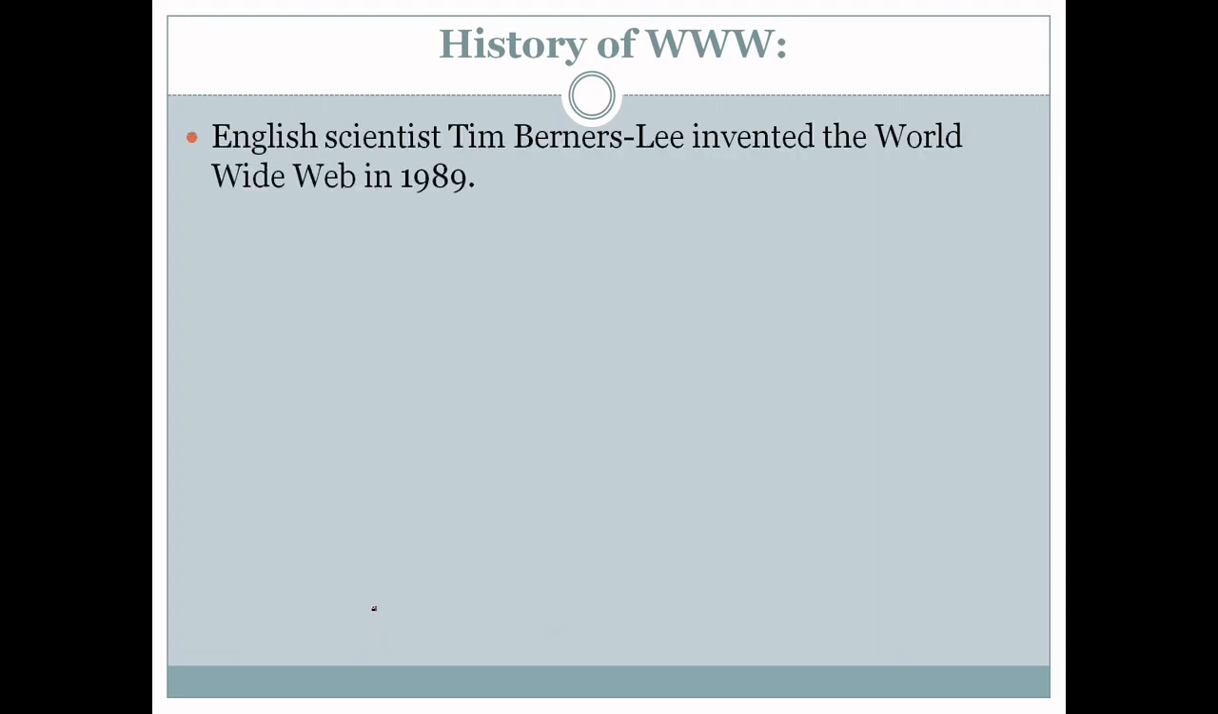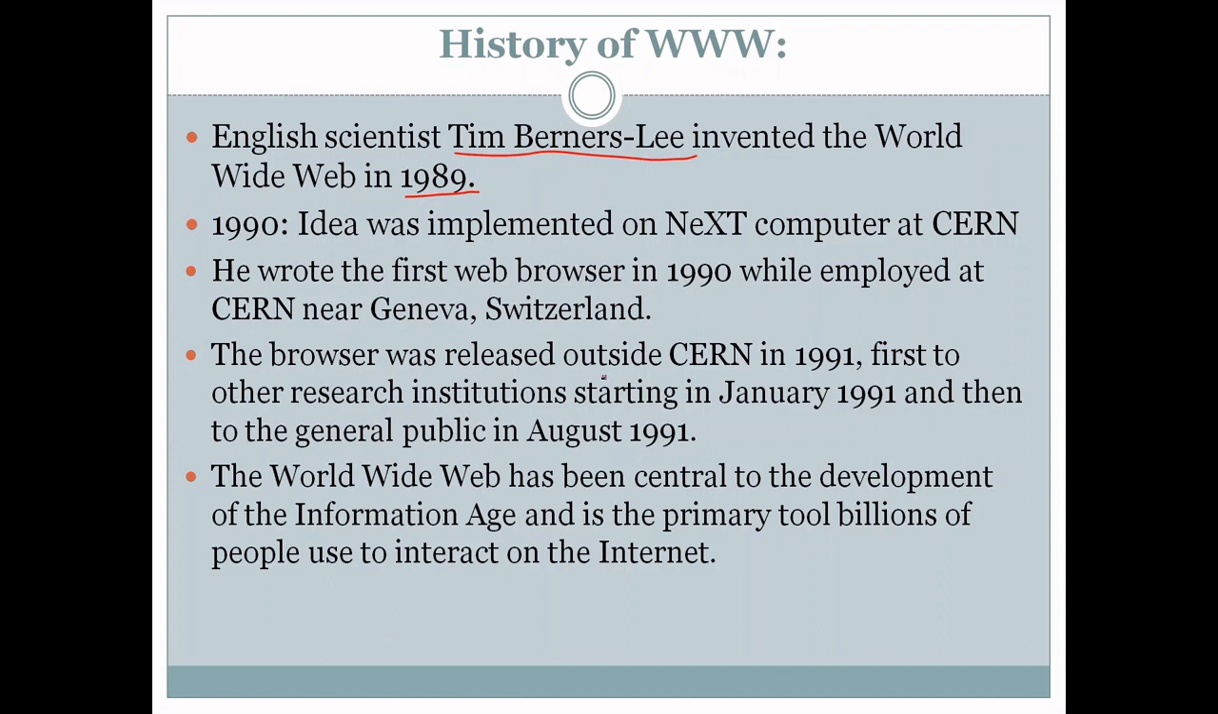History of WWW. The English scientist Tim Berners-Lee invented the World Wide Web in 1989. His idea of World Wide Web was implemented on the NeXT computer at CERN in 1990. So he implemented his idea of WWW on the NeXT computer at CERN.